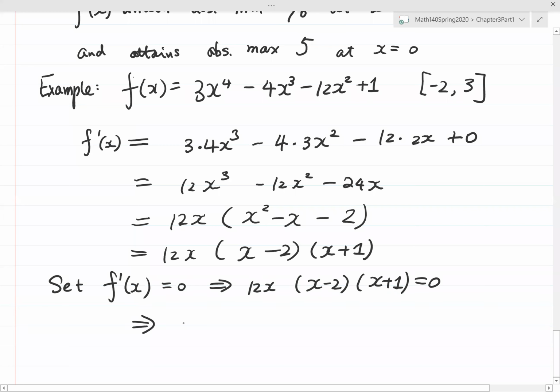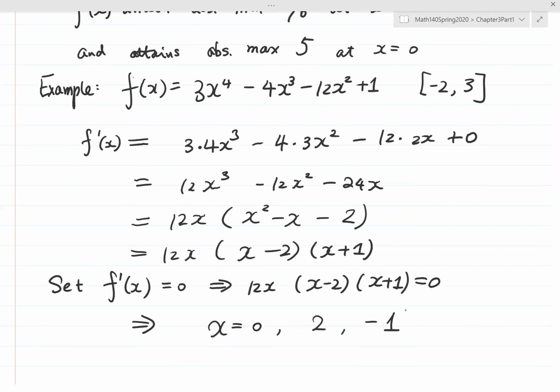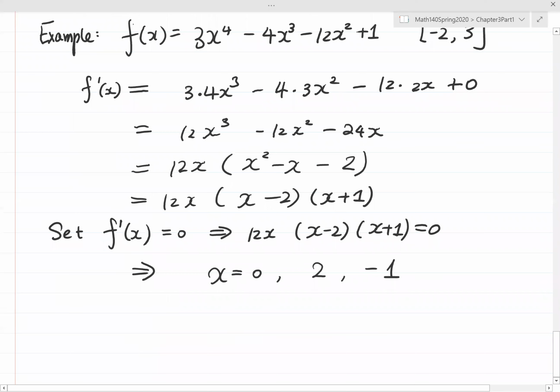So we have 3 factors. So actually we get x is 0, the first factor, and then the second factor x minus 2 to be 0, then we get 2. Then x plus 1 to be 0, then we get negative 1. So we have 3 solutions. So all these are the 3 critical numbers.